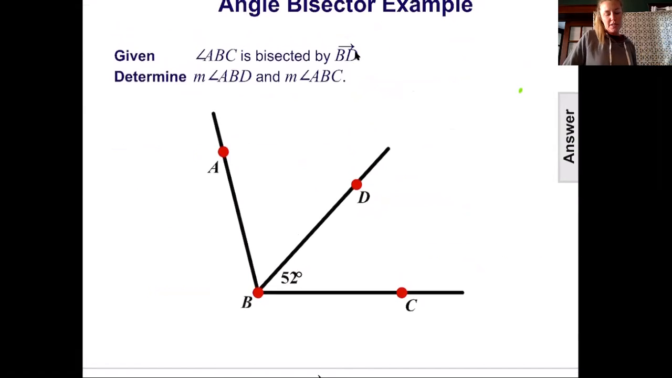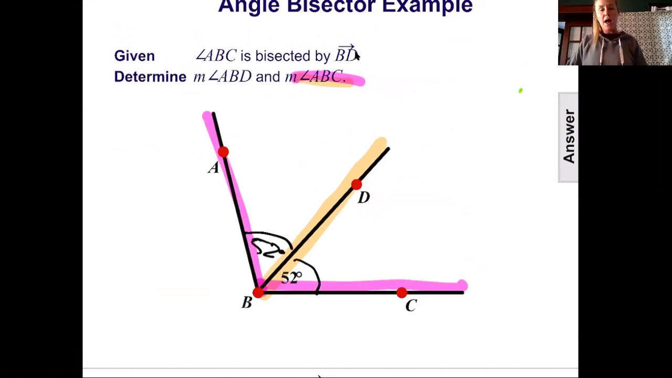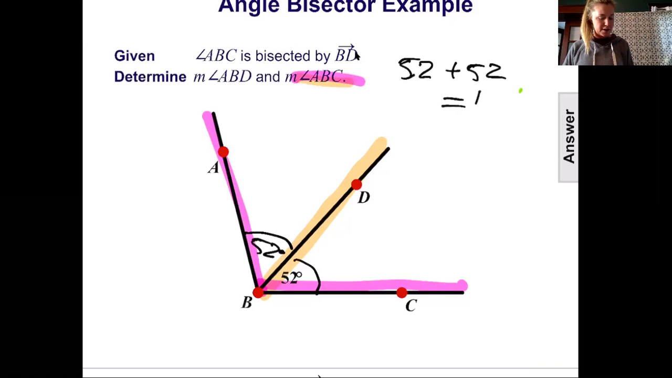So continuing on to look at this, the same thing, we want to determine these angle values. Well, we know that BD is bisecting this, and so that tells us that if this angle right here is 52 degrees, this one right here also has to be 52 degrees, okay? It also wants ABC, which is the entire big one. And through the angle addition postulate, we know that we can take 52 plus 52, and together that's going to equal 104 degrees. Okay.